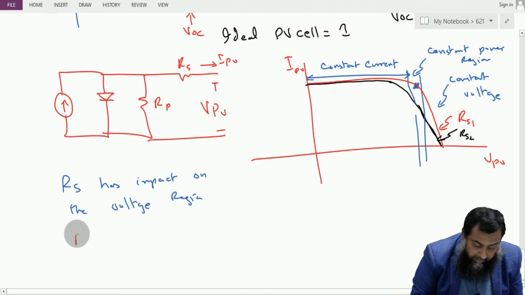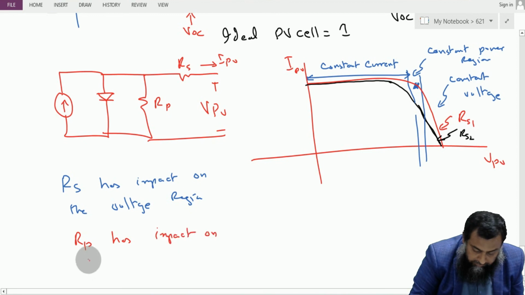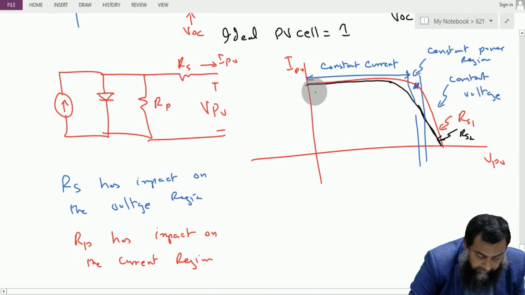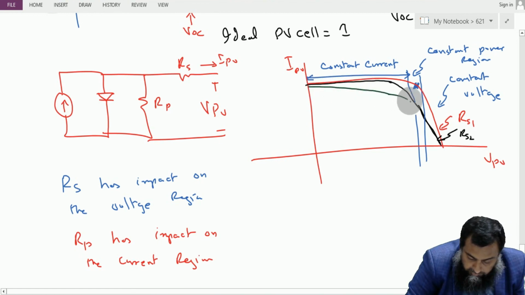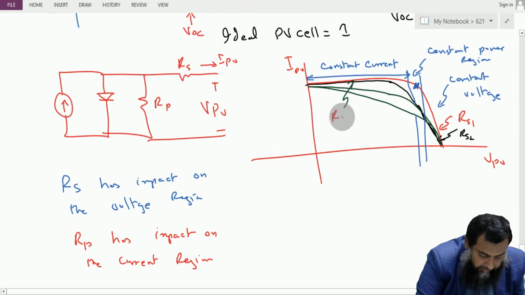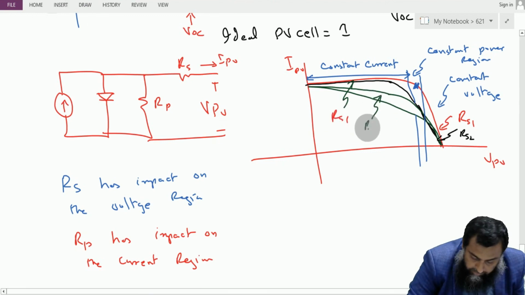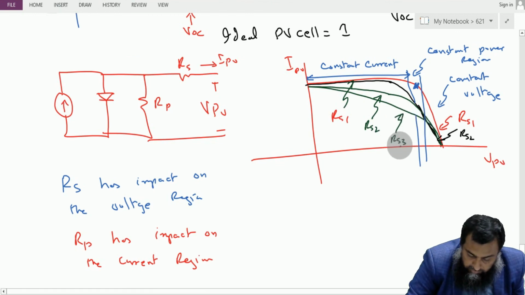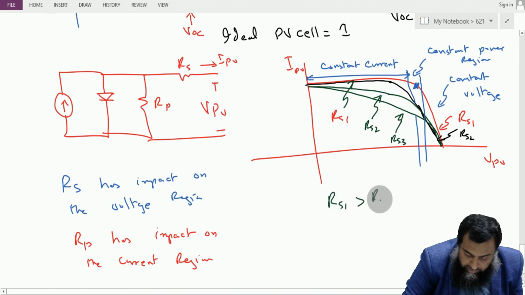Similarly, the RP, which is the resistance in parallel, has an impact on the constant current region, such that we have this type of curve. For example, this red one is the RS1, then this one is the RS2, and this one is the RS3. So here we have this RS1 is greater than this RS2, which is greater than this RS3.